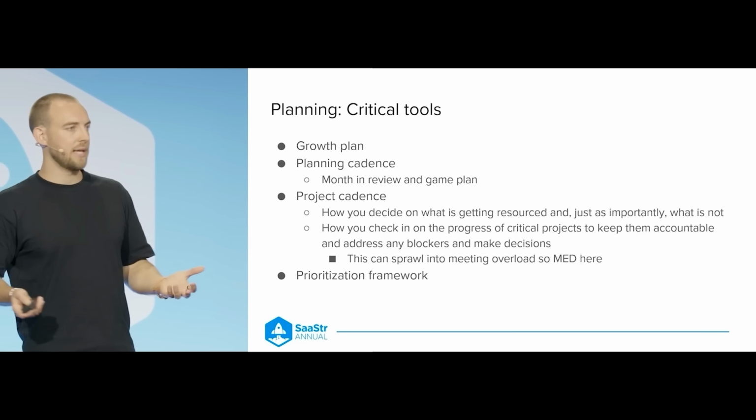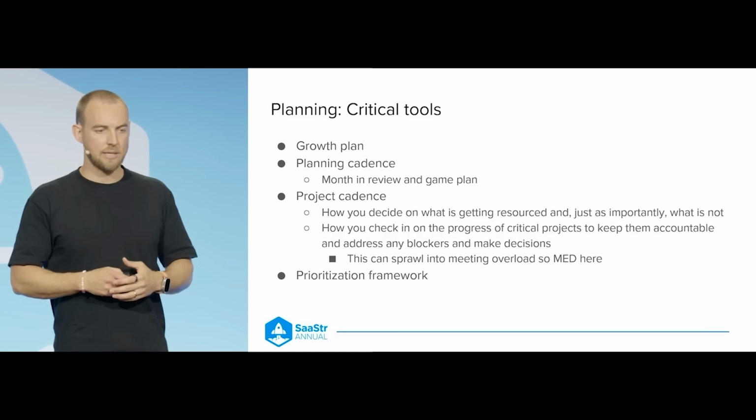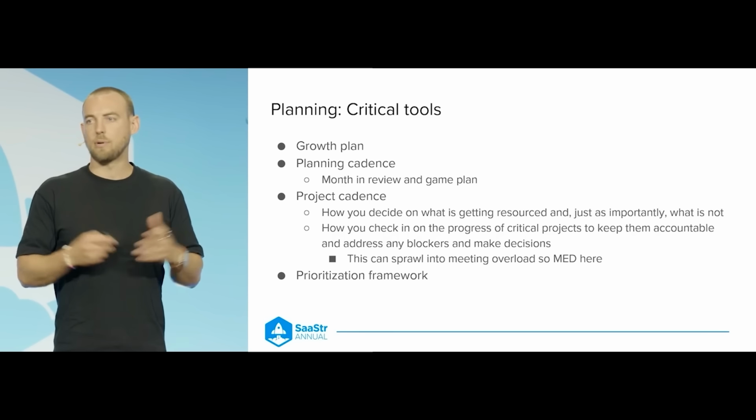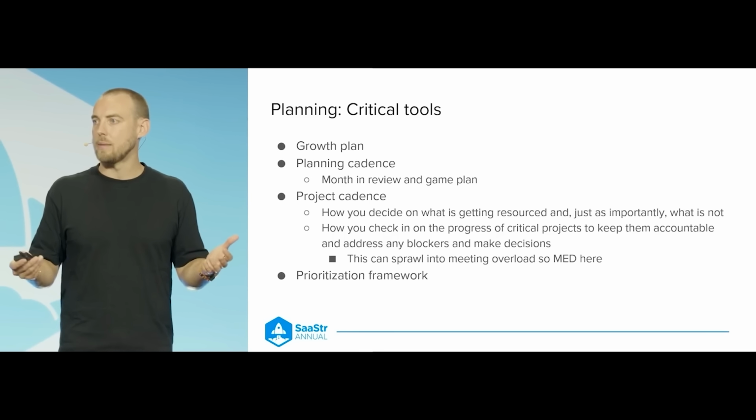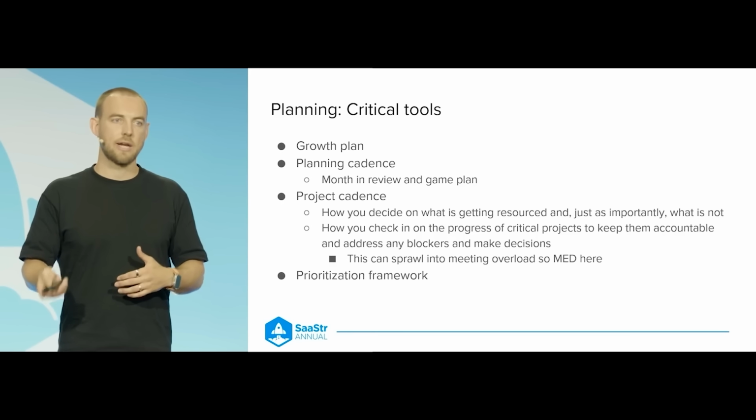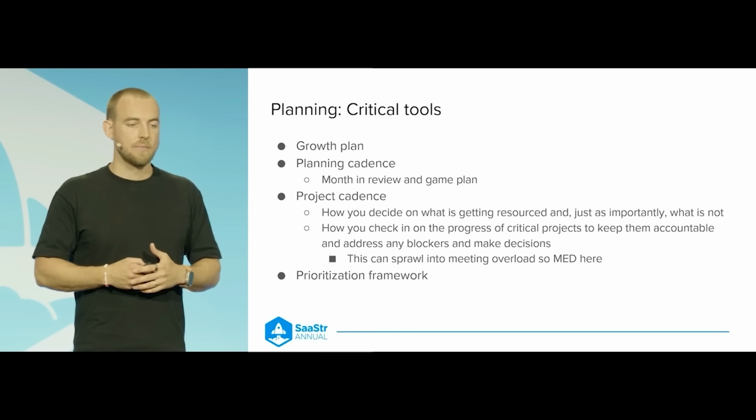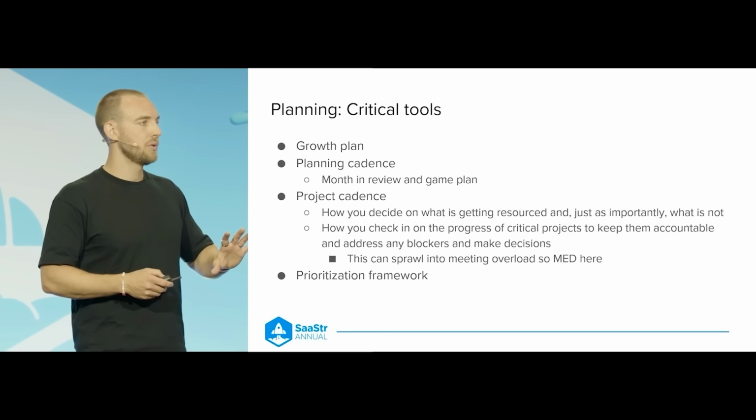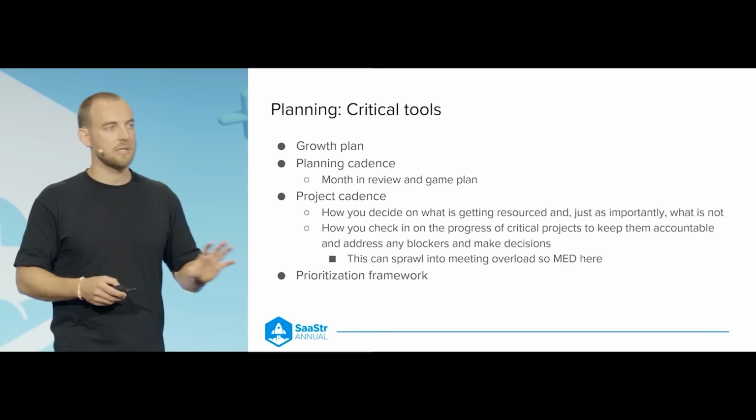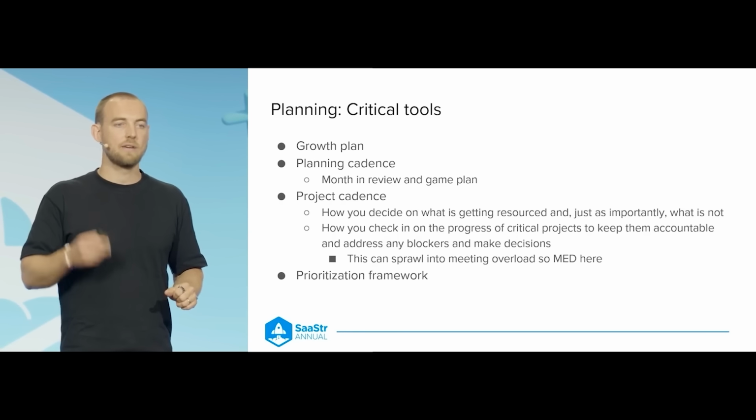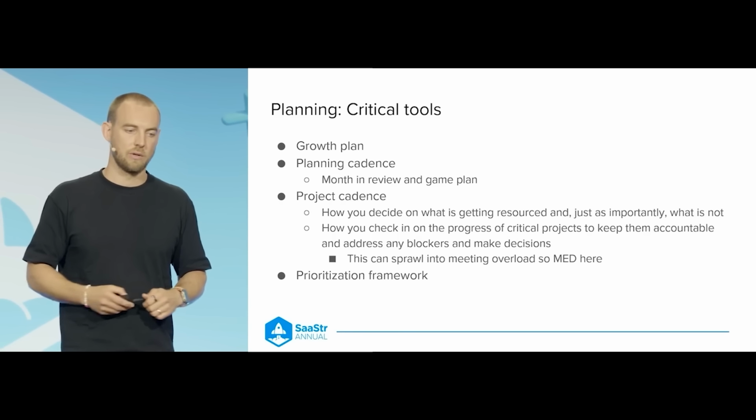Next, we have to have a planning cadence, and I'll show you mine next. Again, it's a tool and it's a rhythm. And then a project cadence. How do we pick the right projects that we want to work on? How do we check in on them? How do we make sure that those things are moving? This can go into overload really easily. So minimum effective dosage is my reminder, but it's the lightest weight version that you can use to make sure that things are moving in your organization.